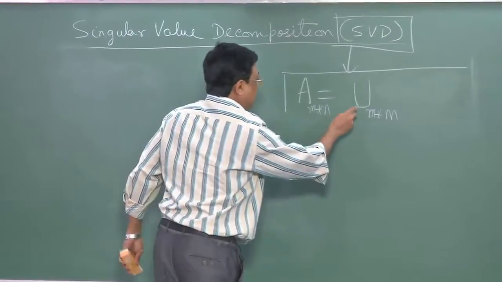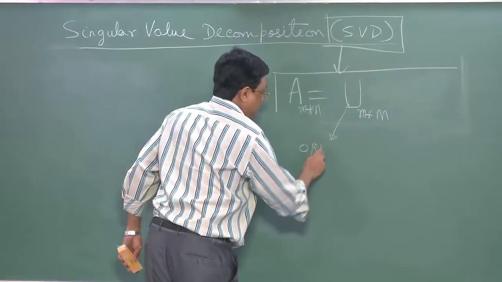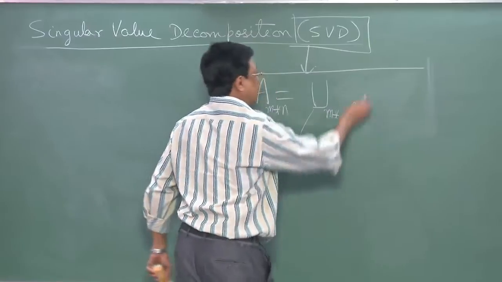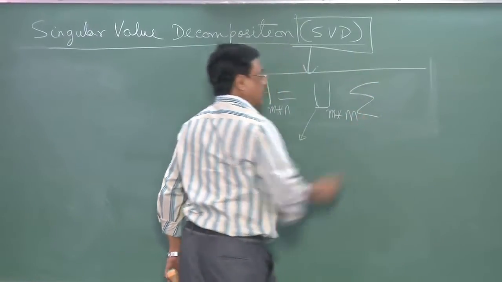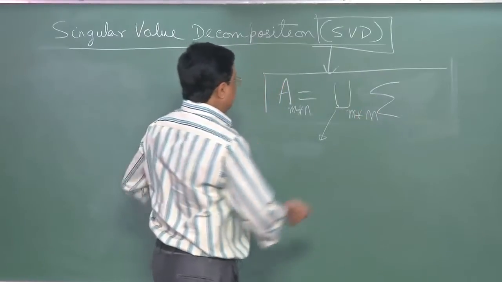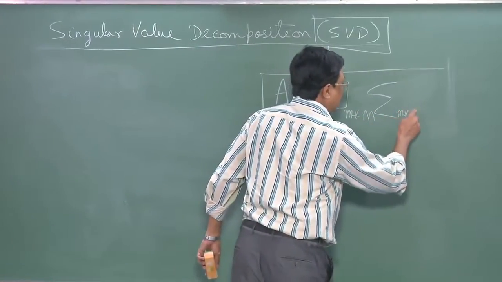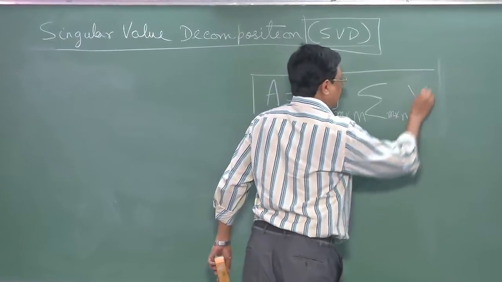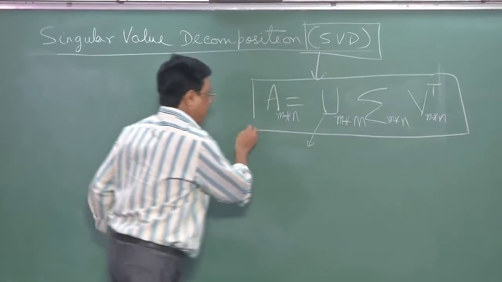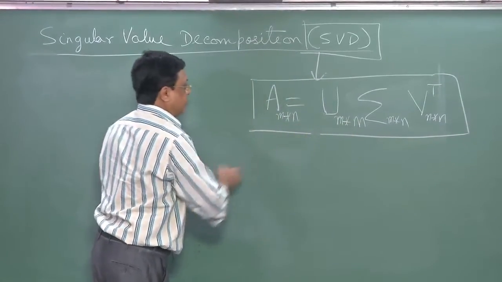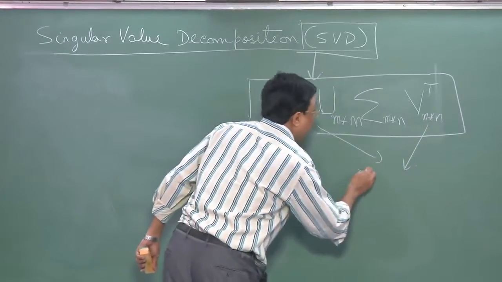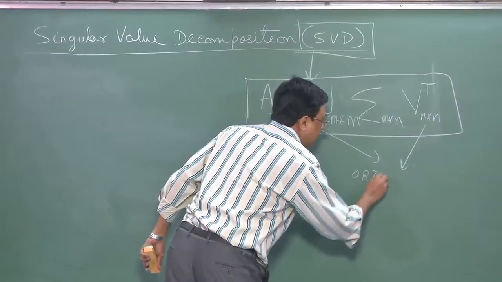U is an orthogonal matrix. I will complete the expression then write. Then you have a diagonal matrix S, or sigma as it is sometimes called, and this is m cross n, and then finally you have V transpose, which is n cross n. Out of these, U and V are orthogonal matrices.